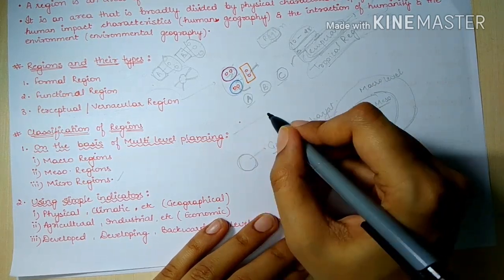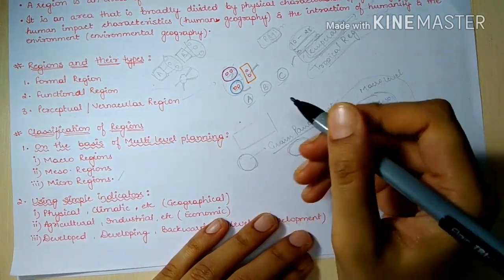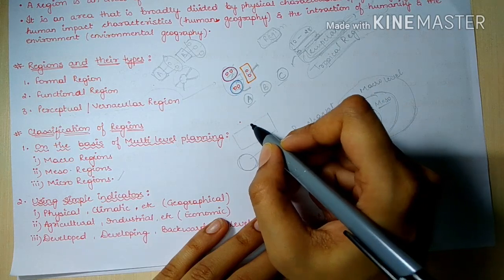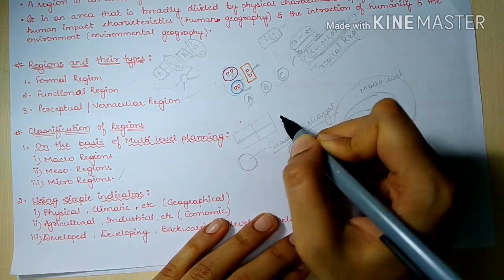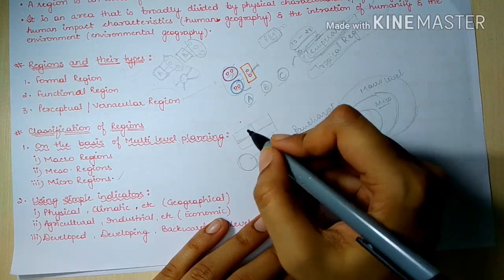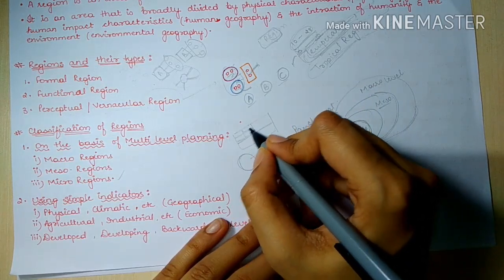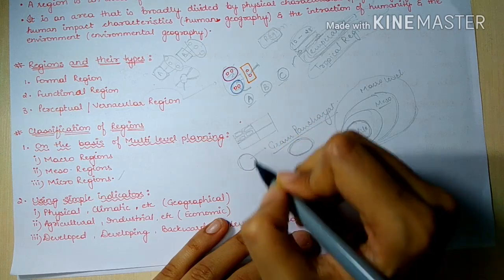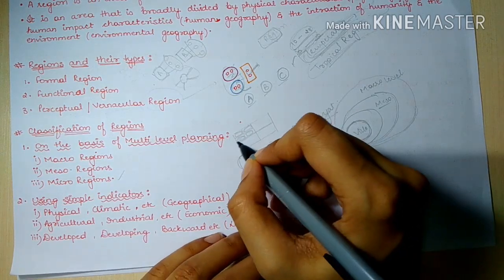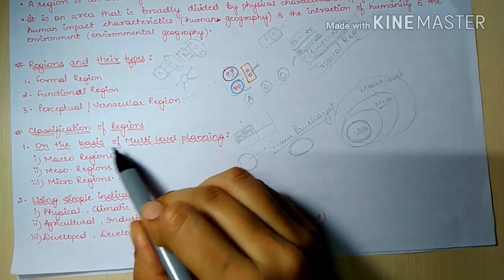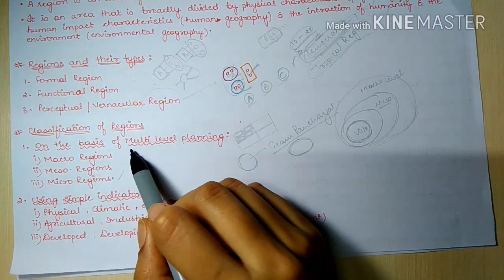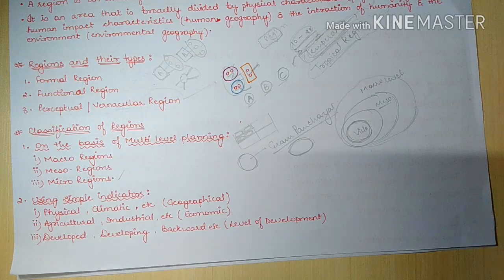So macro level planning is the planning of a whole region. Then meso level planning is the planning of its sets or sections, and micro level planning is the planning of its subsets. So this is the classification of regions on the basis of multi-level planning.